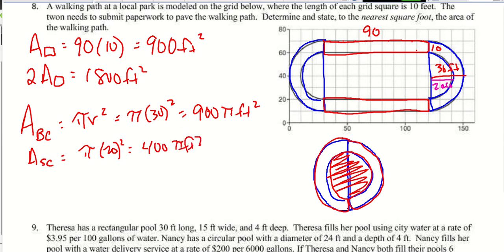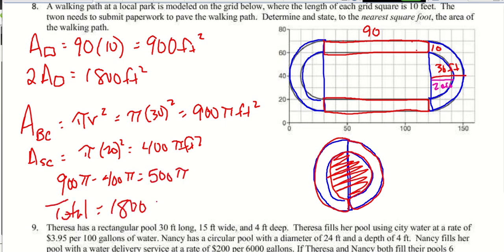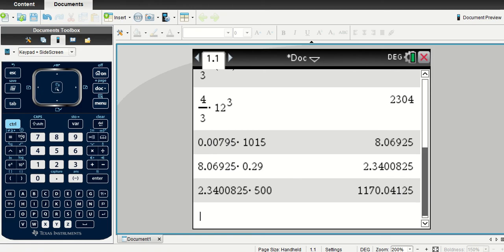So the difference, okay, the area of our track here is going to be the 900 pi minus 400 pi, which is 500 pi. And so the total area is the 1,800 for the two rectangles plus 500 pi for the circles. Okay, and then we're going to add those together. So 1,800 plus 500 times pi.